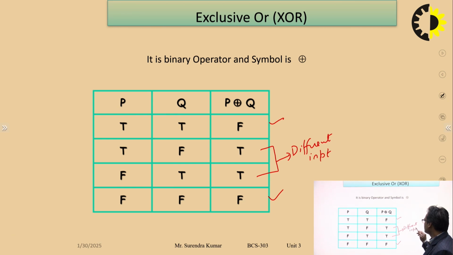Different input means if one is false and the second is true, then it is true. If the first is true and the second is false, then again it is true. So both must be different, then it will always be true. This is called XOR.